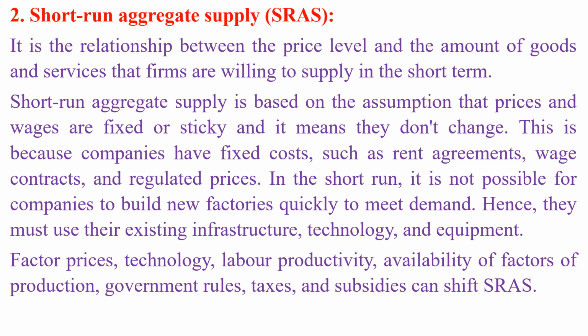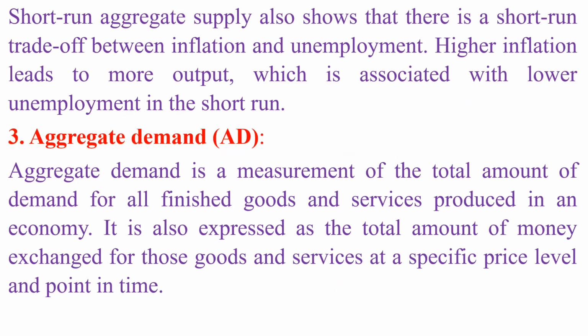In the short run, it is not possible for companies to build new factories quickly to meet demand. Hence, they must use their existing infrastructure, technology, and equipment. Factor prices, technology, labor productivity, availability of factors of production, government rules, taxes, and subsidies can shift SRAS. Short-run aggregate supply also shows that there's a short-run trade-off between inflation and unemployment. Higher inflation leads to more output, which is associated with lower unemployment in the short run.